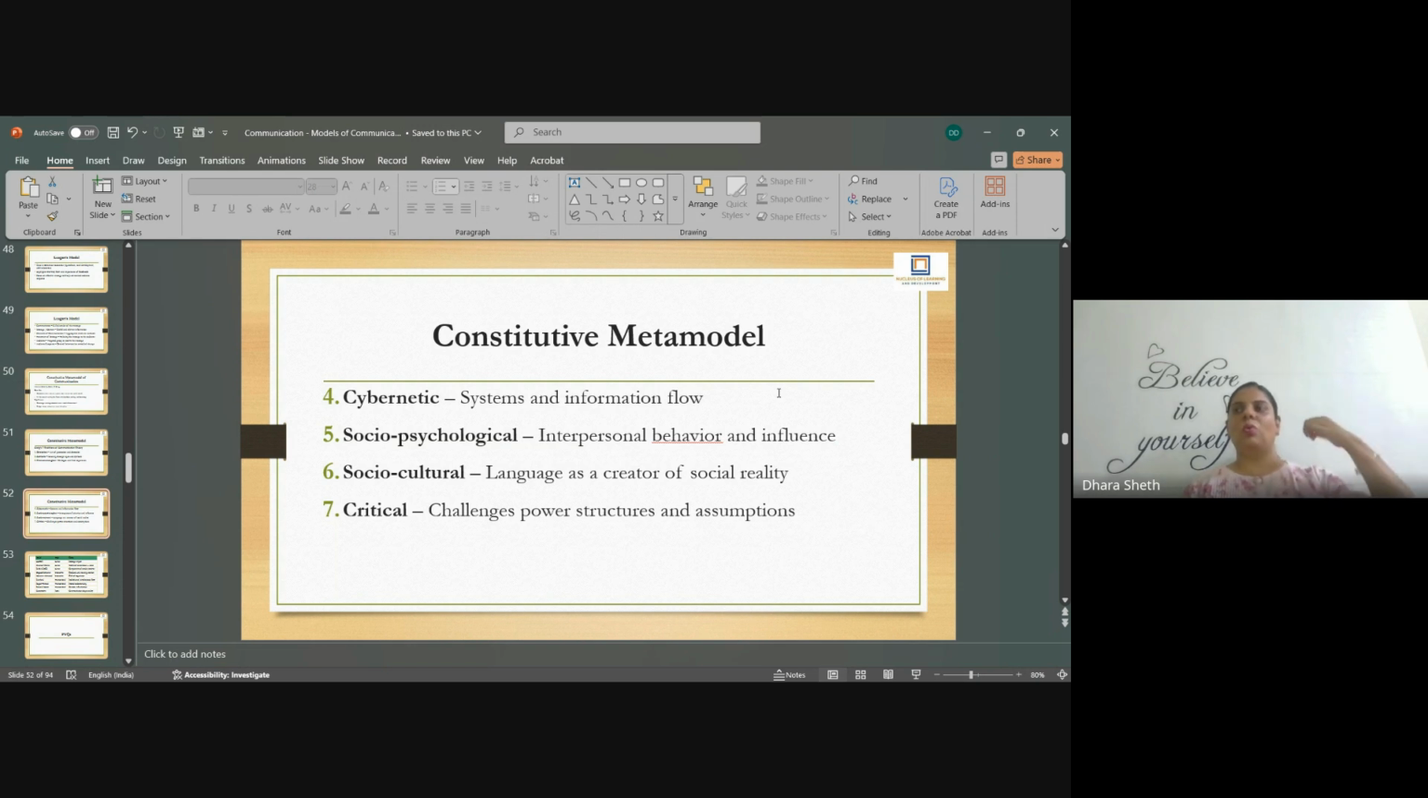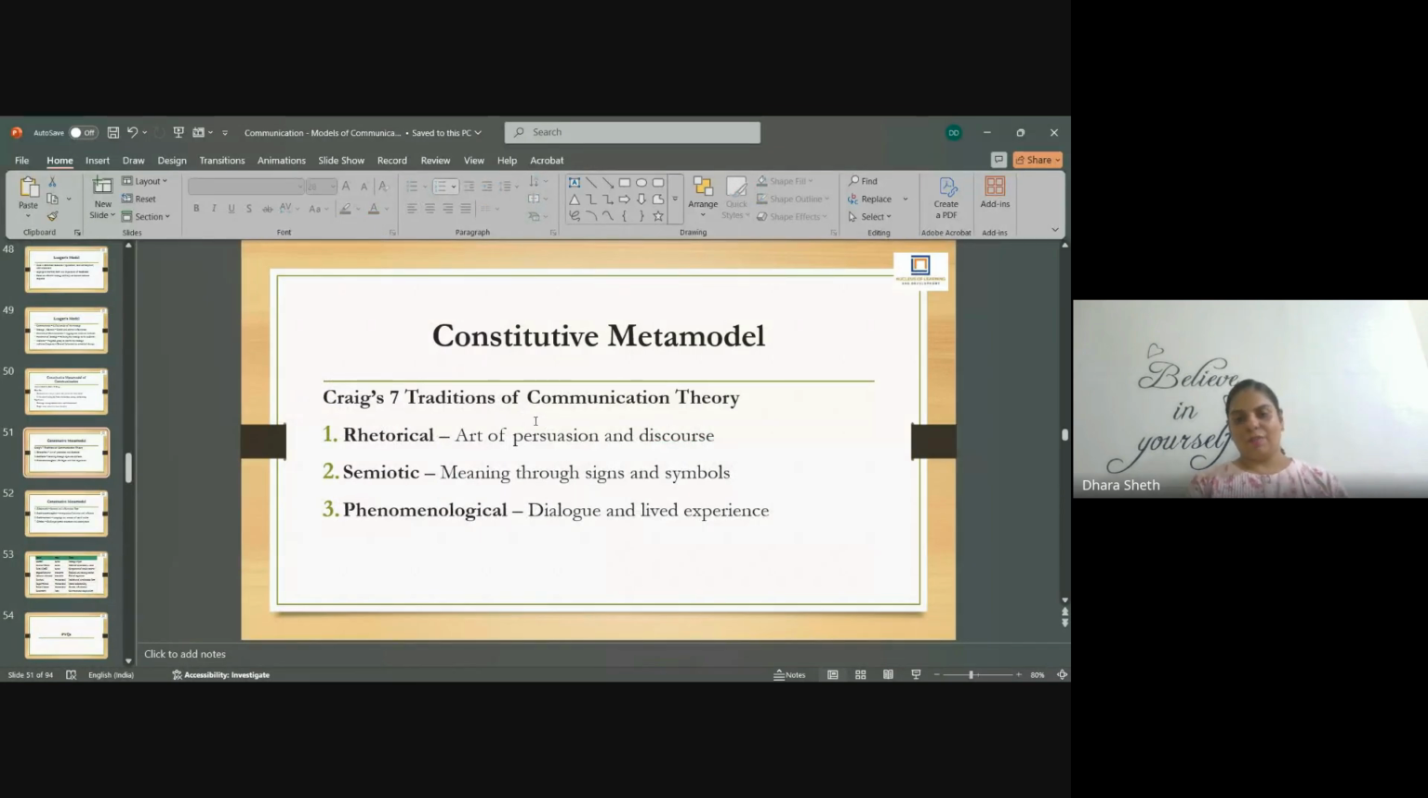Challenges someone who's in power and makes them go back on the right way or changes the system, like the speech of Martin Luther King, like the speech given by our Netaji Subhash Chandra Bose when he said "Chalo Delhi" to the Indian National Army when Purna Swaraj was declared. These are the examples that I can think of when we talk about the critical traditions of communication theory.